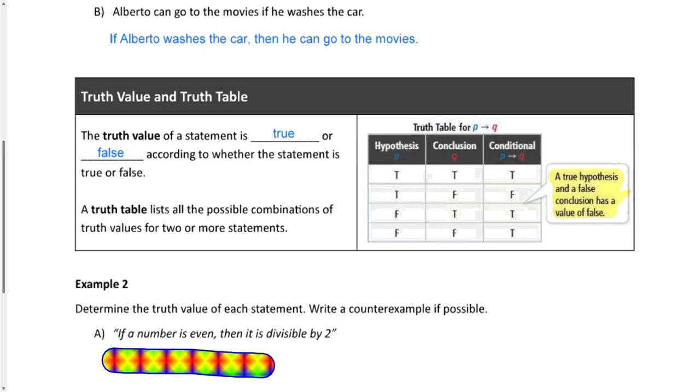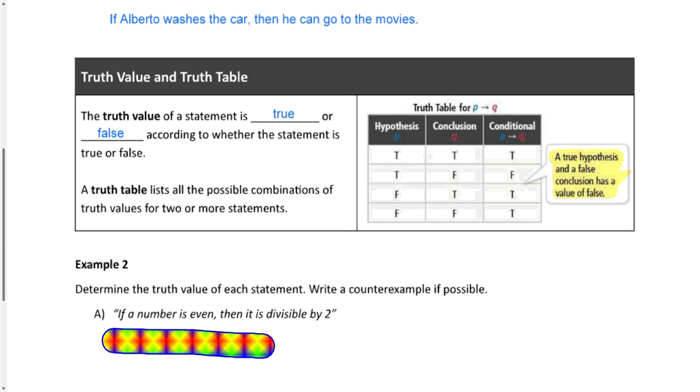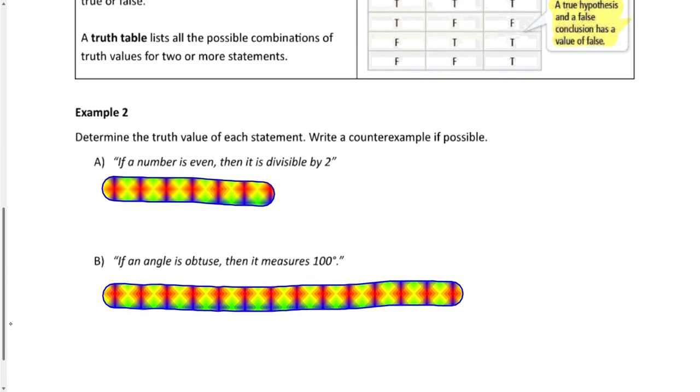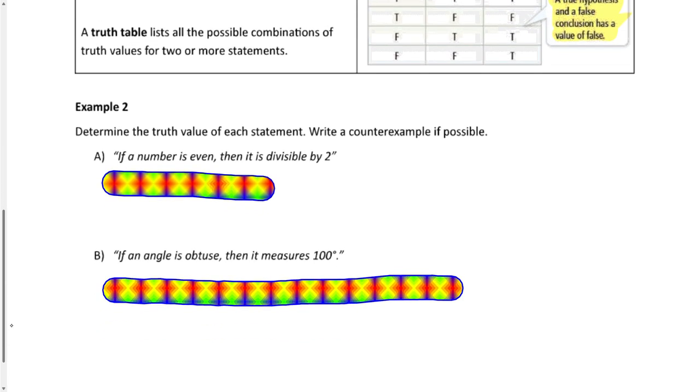So typically you have to have them be true, true to make it true. If it's false, false, then it is also true. But if one is false and one is true, then it is not going to work for us. And then if I switch it the other way, it can be true. So you just got to pay attention and read it and see how it works out.